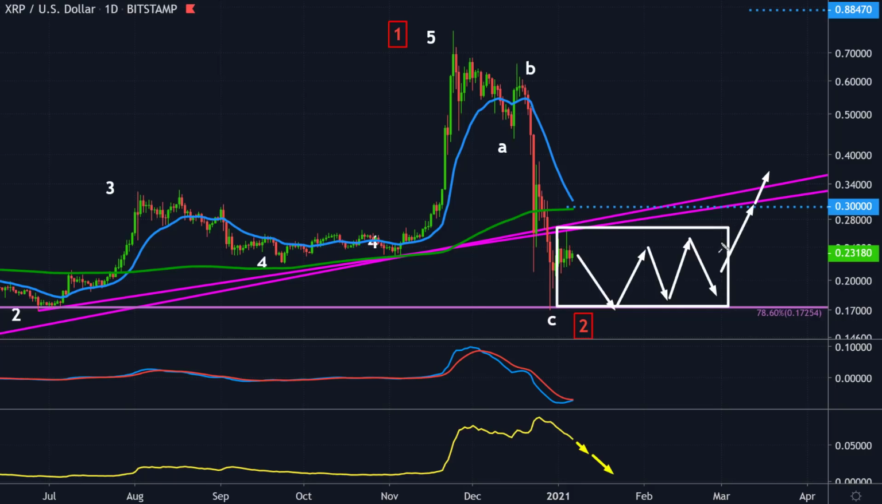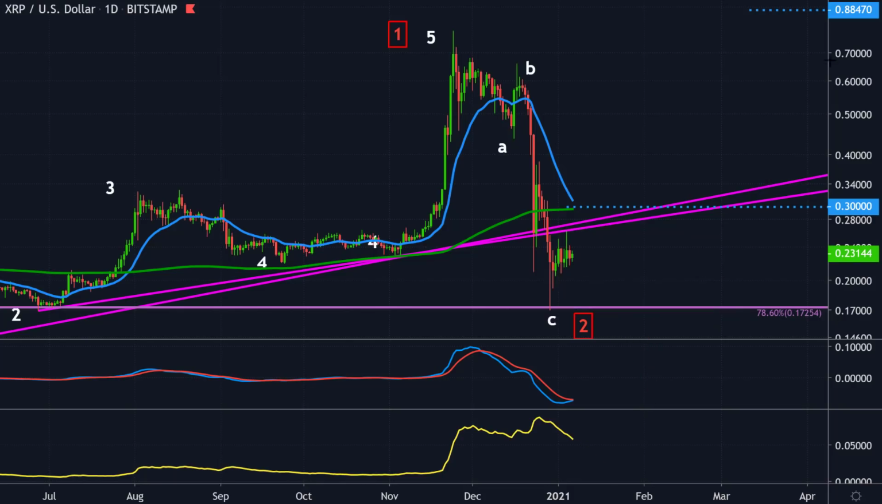Okay, and then if it moves above 0.3, above this trend line formation, that actually would be a very strong bullish pattern for XRP, provided it remains above 0.17. In other words, as long as it holds above 0.17, which actually makes a lot of sense to me from a technical perspective.